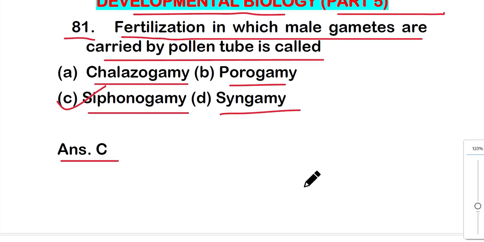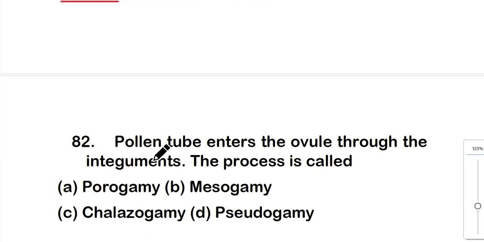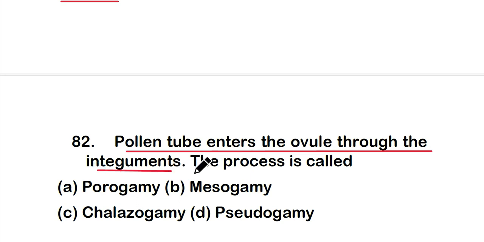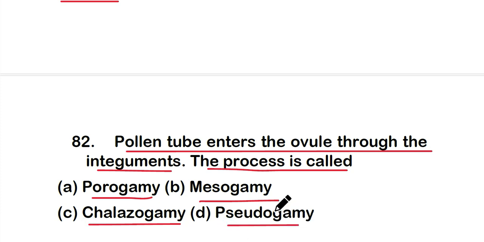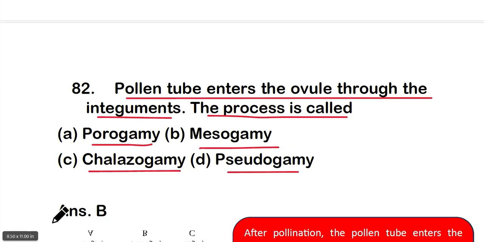Okay, so let's move on to question number 82. Pollen tube enters the ovule through the integuments. The process is called: option A, porogamy; option B, mesogamy; option C, chalazogamy; or option D, pseudogamy. The right answer is option B, that is mesogamy. So when the pollen tube enters the ovule through the integuments, it is known as mesogamy.